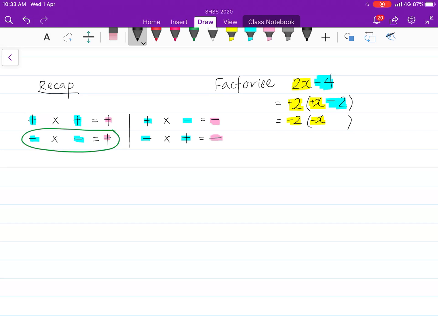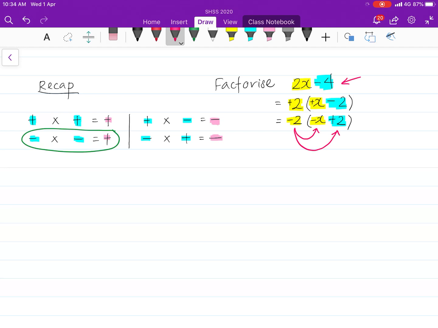Okay, there's another way to get negative 4. Instead of positive times negative, I can do negative times positive. If you try expanding minus 2 into minus x and minus 2 into positive 2, you will get back the question, which is 2x minus 4. Alright, so this is how you factorize this.